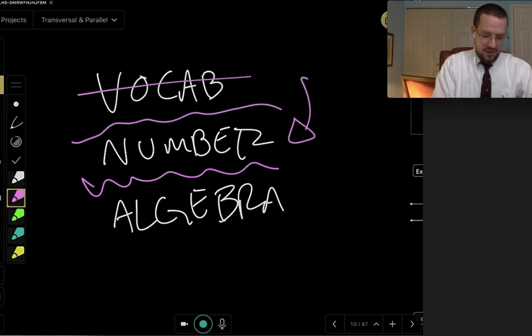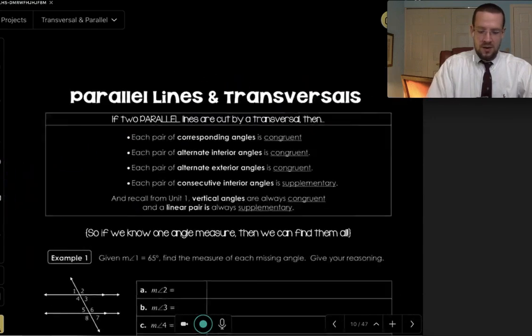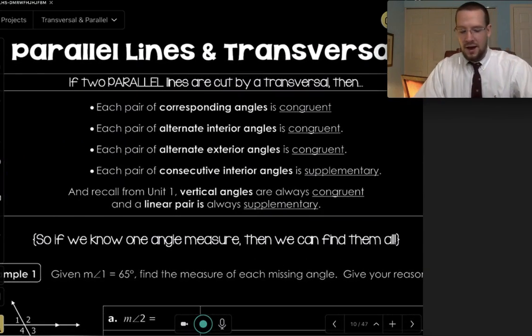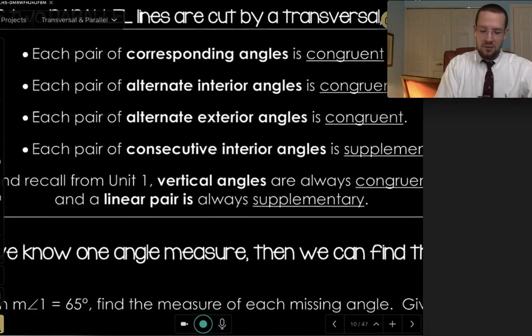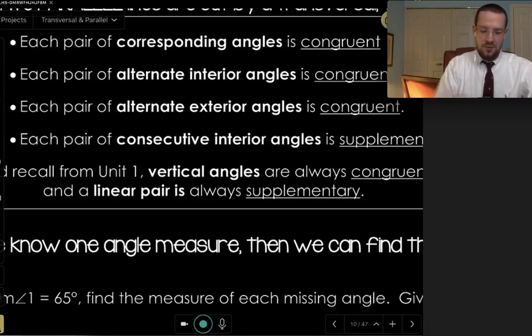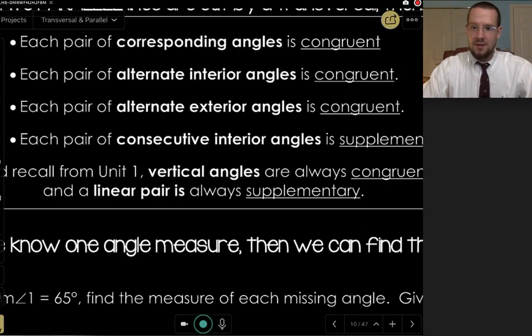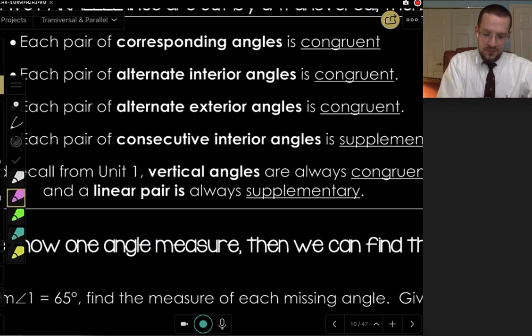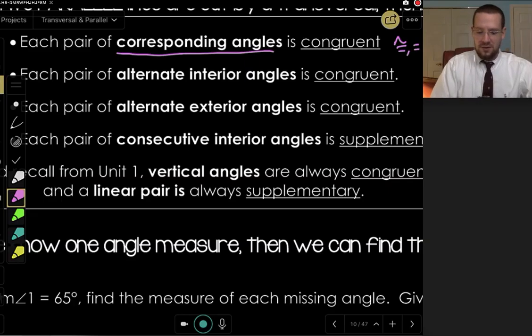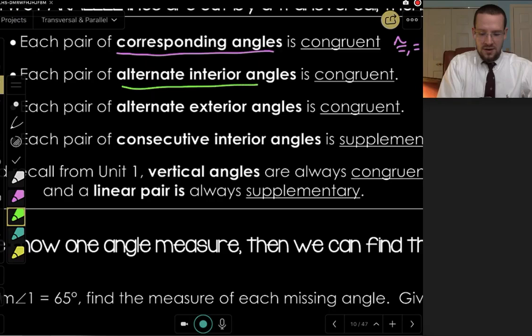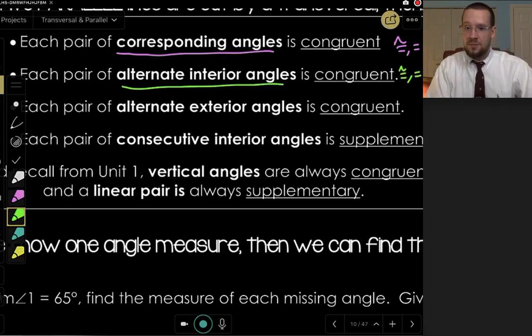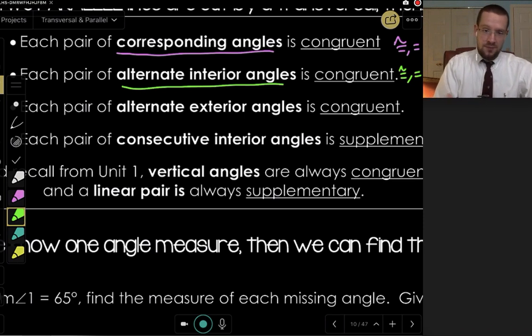We are at the number phase of our journey. And so here we have just a couple more ideas. This is what happens when the lines are parallel, these things are true. When the lines are parallel, corresponding angles are congruent, right? So that means that they're the same figure and their measures are equal. Alternating interior angles are congruent. That means that they're the same figure and that their measures are equal.